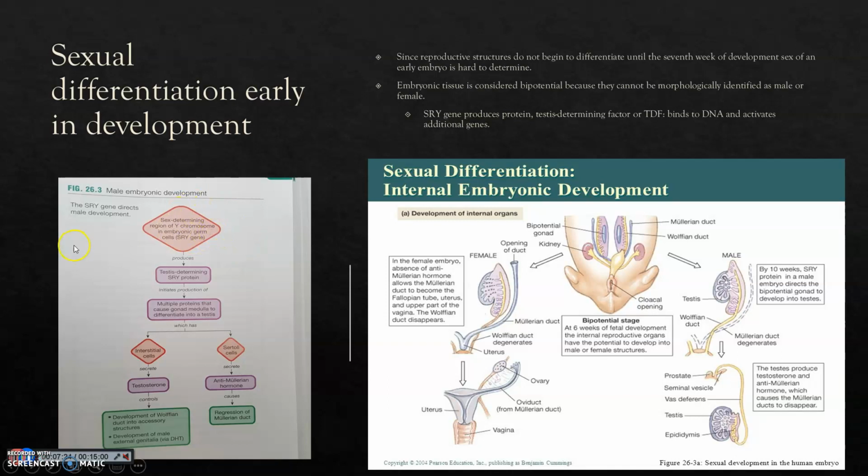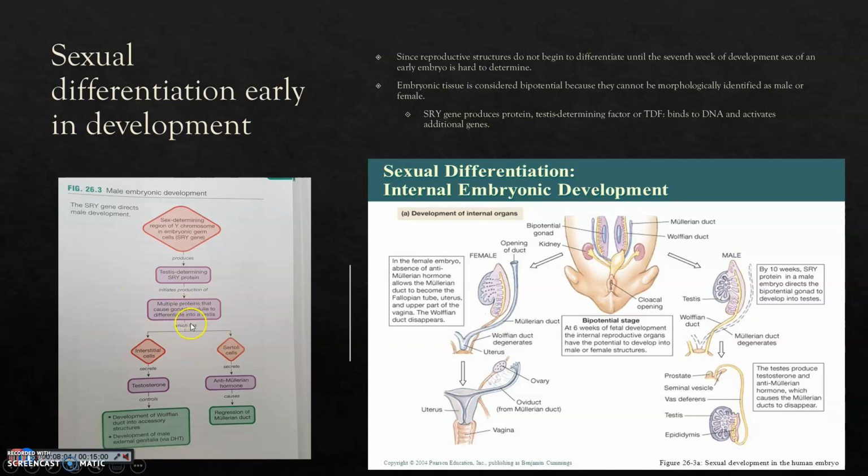And then we can see the SRY gene directs male development. So the presence of the SRY gene is really key, and also the presence of a non-defective SRY gene is really key in the development of the male here. So we see the sex determining region of the Y chromosome, also the SRY gene, produces, like we mentioned before, TDF, or testes determining SRY protein, and that initiates production of multiple proteins that cause the gonad medulla to differentiate into the testes.